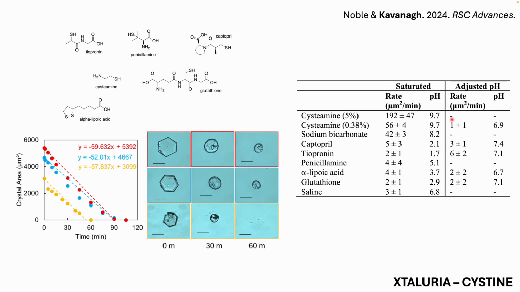And this is perhaps best evidenced by the difference in the rate of dissolution for cysteamine when we adjust the pH from 9.7 to 6.9. We can see that that pH adjustment eliminates that rapid pH-mediated decay of cystine in the presence of cysteamine. Of course, disulfide exchange will still happen, but this rapid pH-mediated dissolution will not.